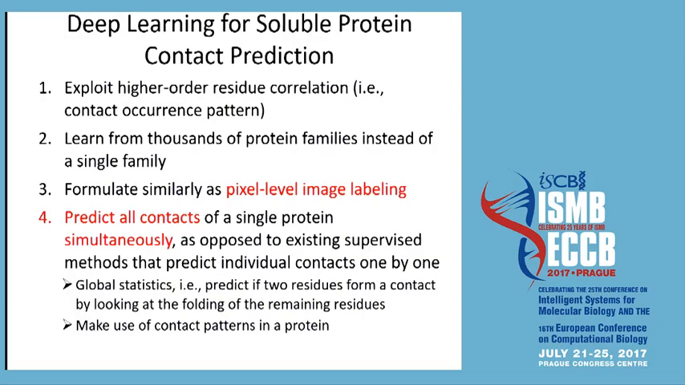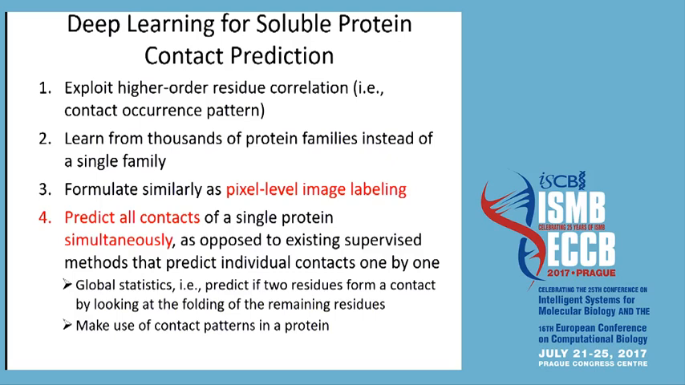Last year, we developed a deep learning method for soluble protein contact prediction. Our deep learning method can exploit very high order residue correlation, which is also the contact occurrence patterns. And it can learn from thousands of protein families instead of a single family. The co-evolution method only uses information in a single family when doing contact prediction. But our deep learning can simultaneously learn from thousands of protein families, so it can learn this kind of contact occurrence pattern to significantly improve contact prediction.